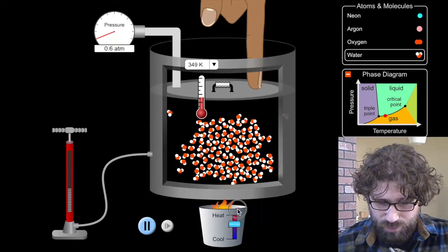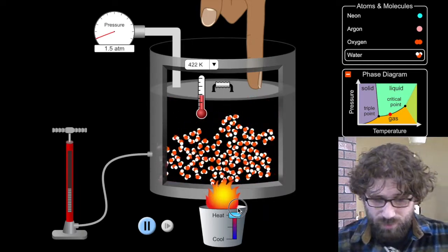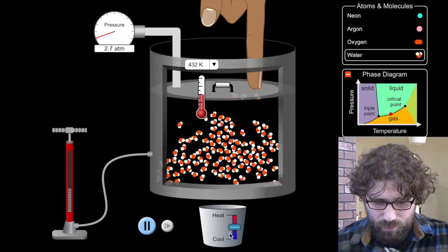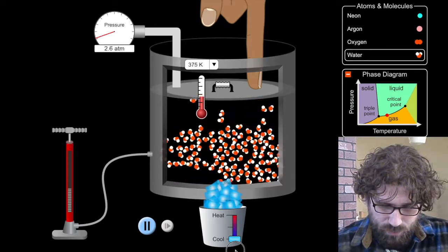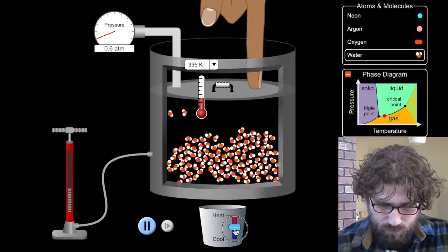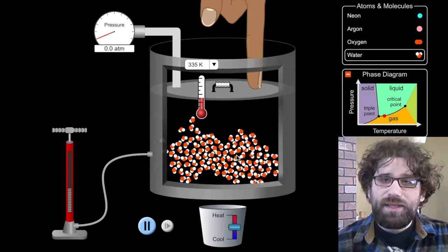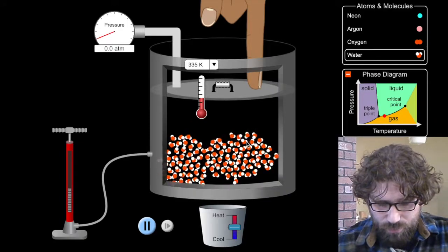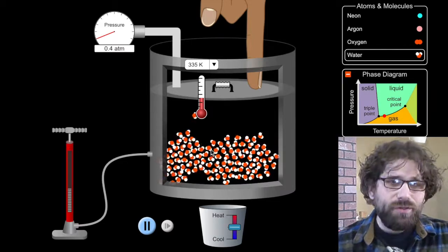I can intentionally increase the temperature, so my temperature is going up even more now. We can see that. I've got kelvins up here. I can change that to Celsius if I want. Or I can cool this thing down. Now, right around here, this should be the liquid phase. And we can see that it is the liquid phase because these molecules are all moving around. They're moving around each other pretty freely, but they're all still in one lump.